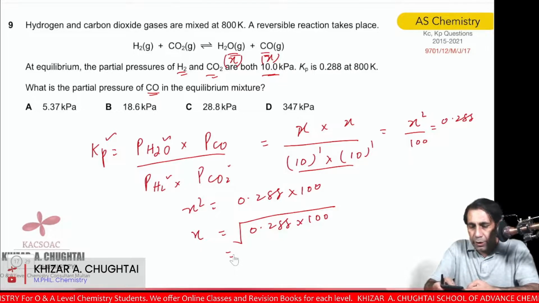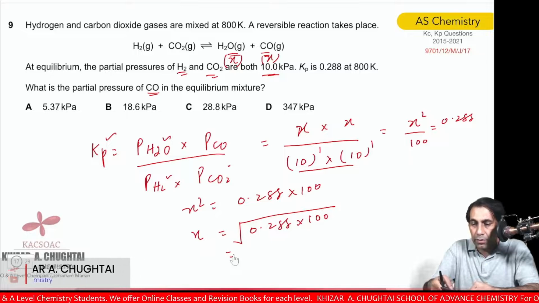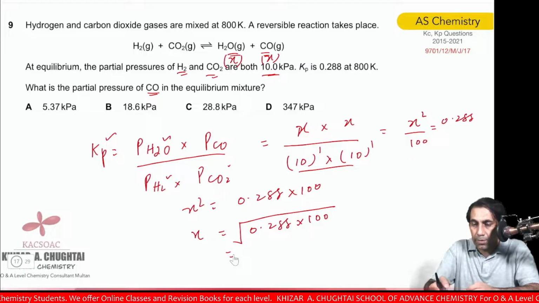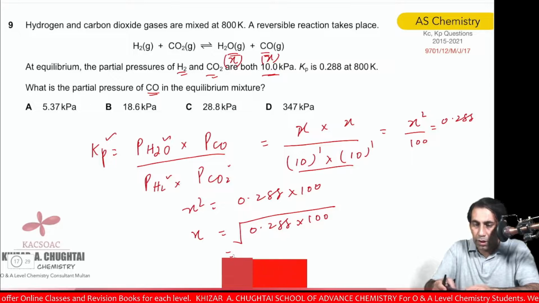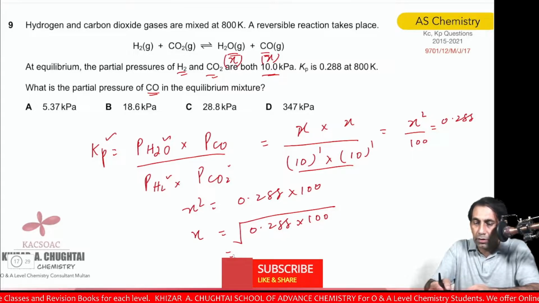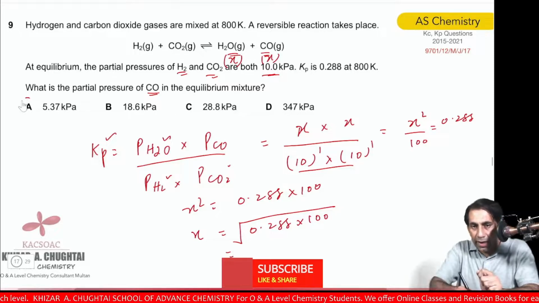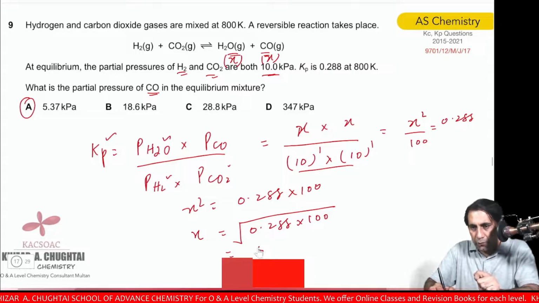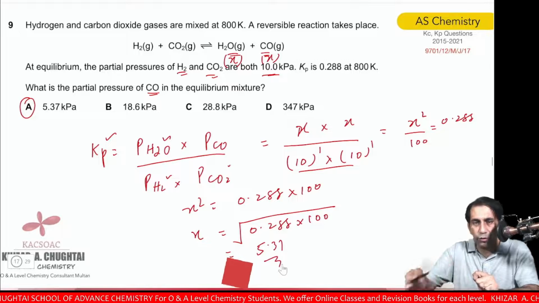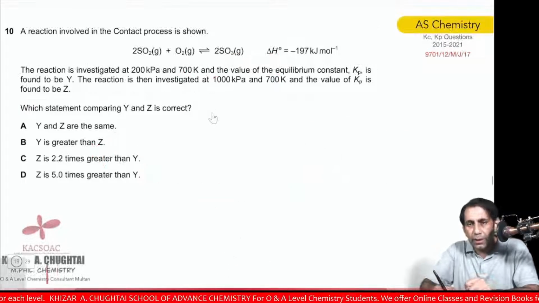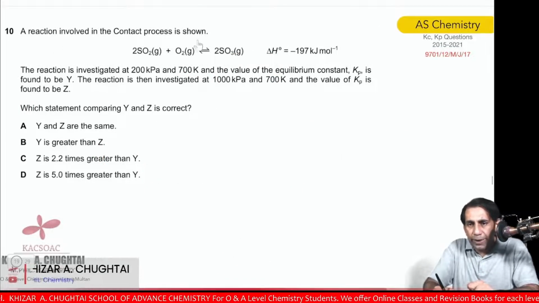0.288 into 100, and under root, the answer is equal to 5.3666. A is the correct option. 5.37 almost.